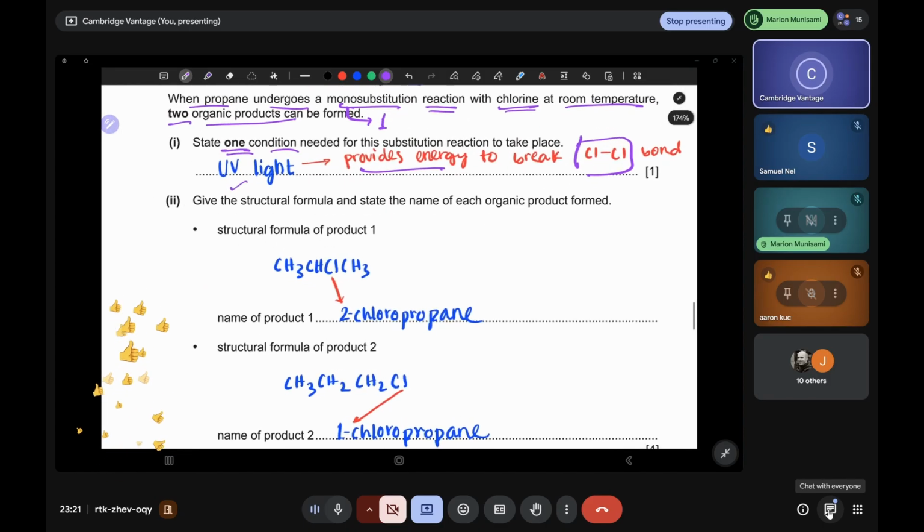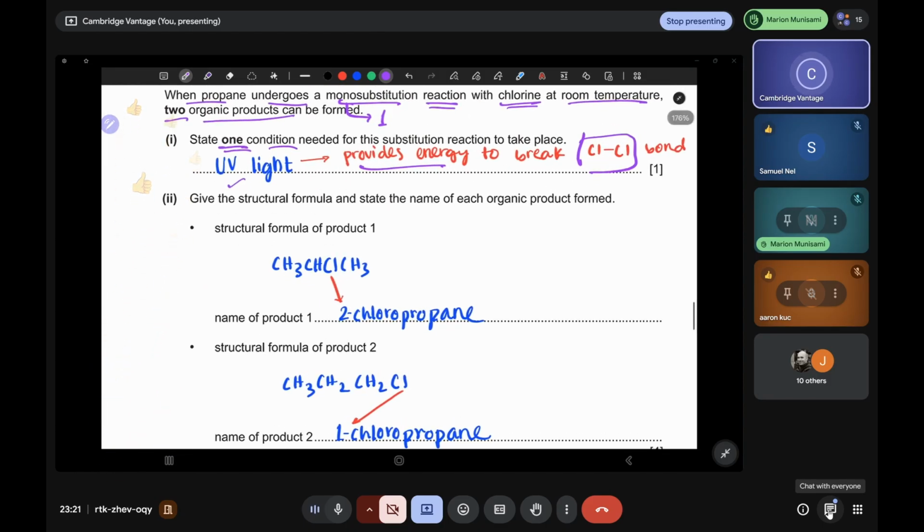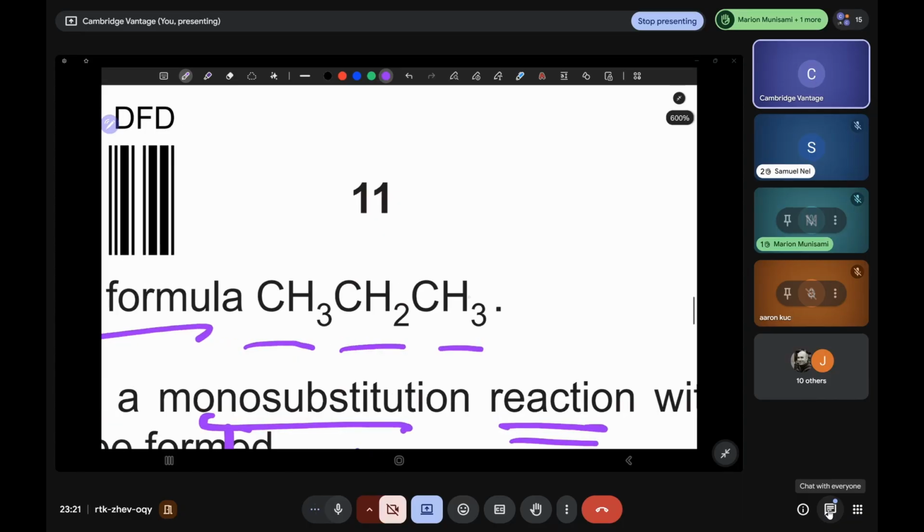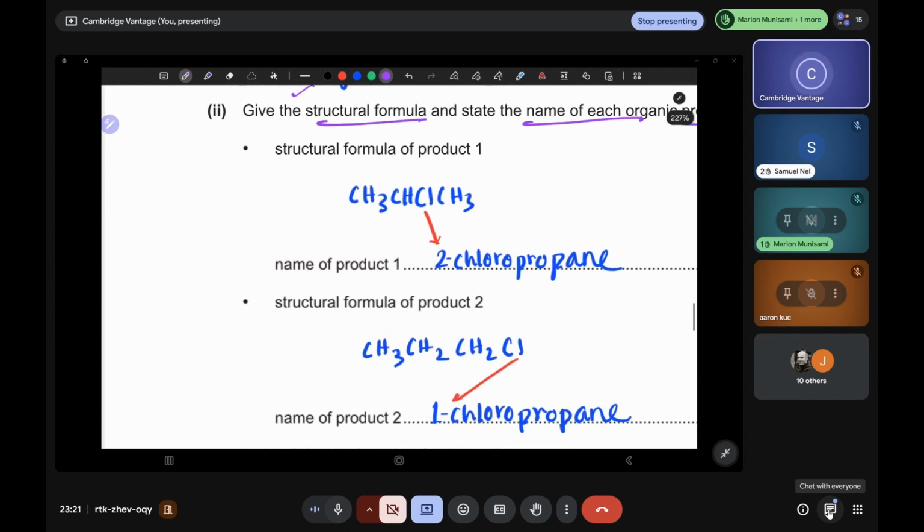So now in part 2, what do they ask? Give the structural formula and state the name of each organic product formed. So over here, not only are they asking for the structural formula, but also the name of the organic product. So here's the thing, what's going to happen is the propane is going to lose a hydrogen. And where it loses its hydrogen from matters, because that way you get the different structures. So now you have two options. Either you can remove from the first one and add a chlorine, or you can remove from the second one and add a chlorine. And how will the structures change essentially?